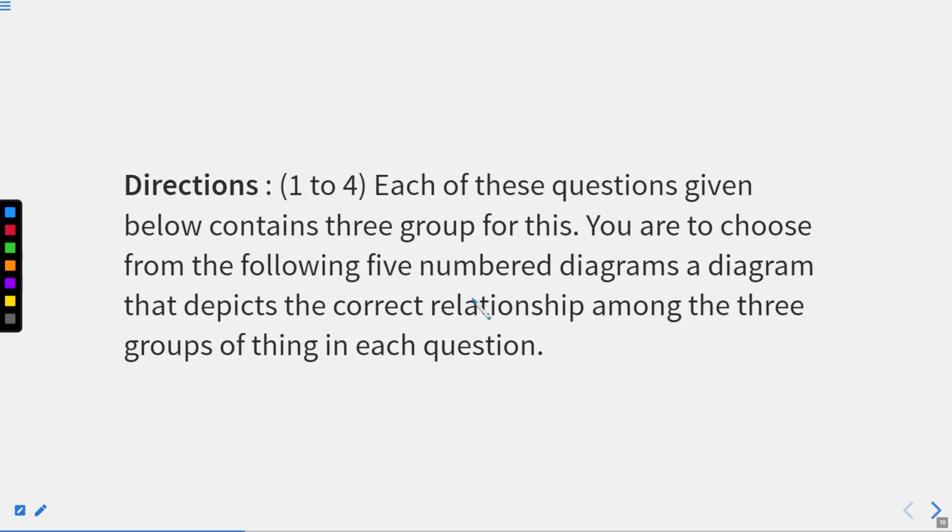So starting with the first four questions, the direction for the same is: each of these questions given below contains three groups of things. You are supposed to choose the following 5 numbered diagrams as depicting the correct relation among the following things shown in the group.